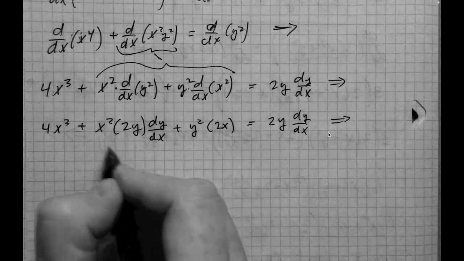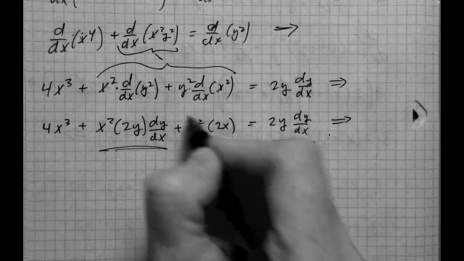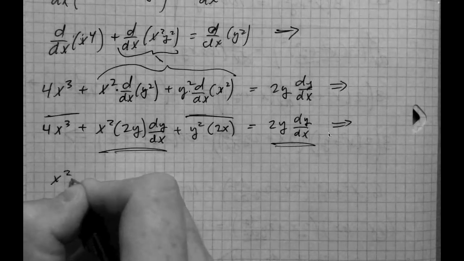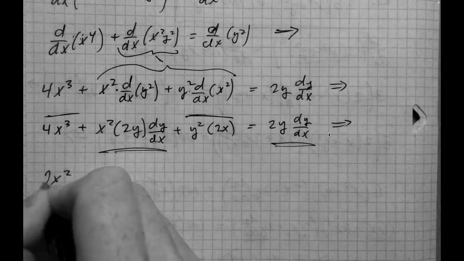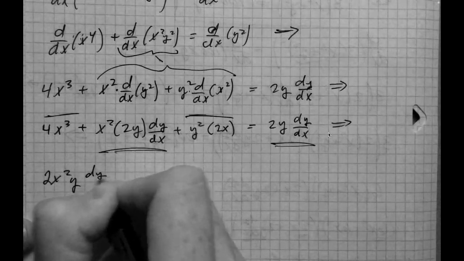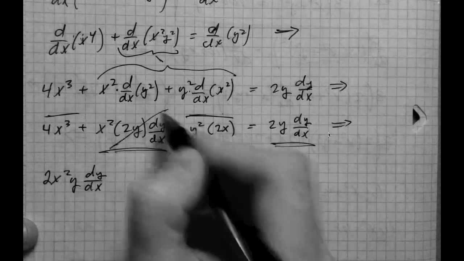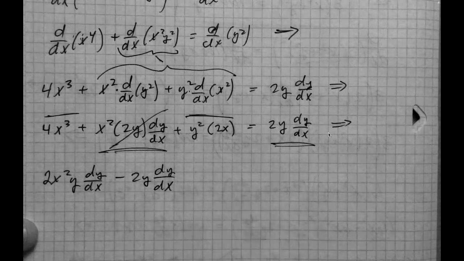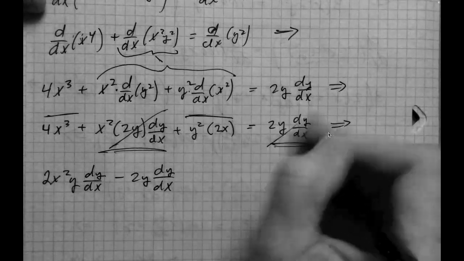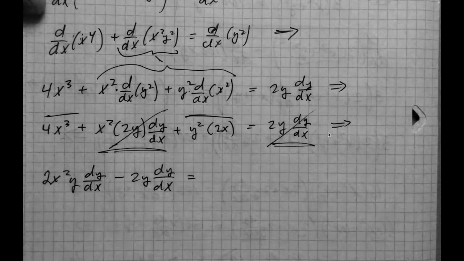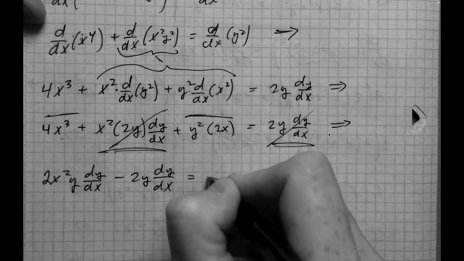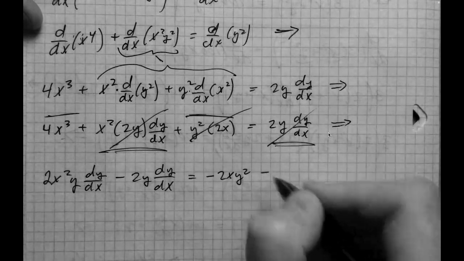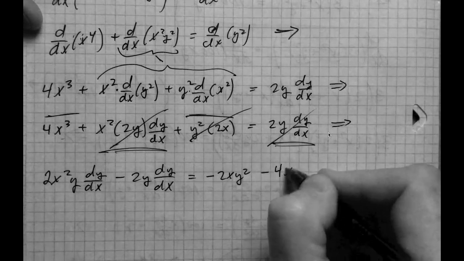So we've got to get this guy and this guy on one side, and then this guy and that guy on the other side. Okay, so let's do that. I'm going to write this as 2x squared y dy/dx. That's this one. And then minus 2y dy/dx. Okay, and that's that one. And that's going to equal these other two, but on the other side of the equation, so everything becomes negative. So it'll be negative 2xy squared. That's that one. Minus 4x cubed.